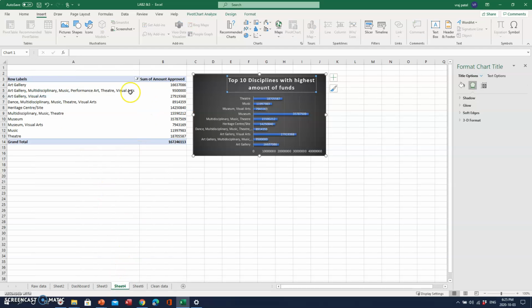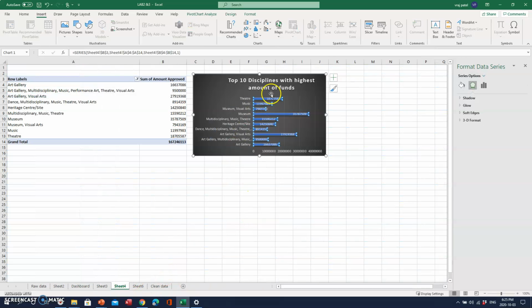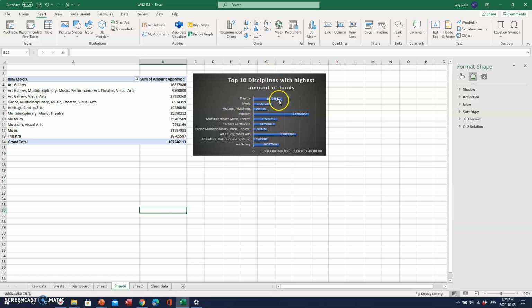The third table just shows the top 10 disciplines, so the top 10 categories with the highest amount of funds. Here the museum is top one, in first place. In second place, art and gallery. So among all these categories, these disciplines, these are the top 10 categories which have got the highest amount of grant contribution.